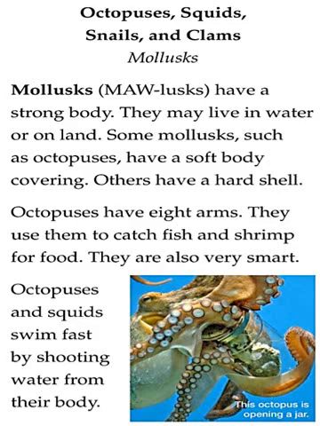Octopuses have 8 arms. They use them to catch fish and shrimp for food. They are also very smart. Octopuses and squids swim fast by shooting water from their body.